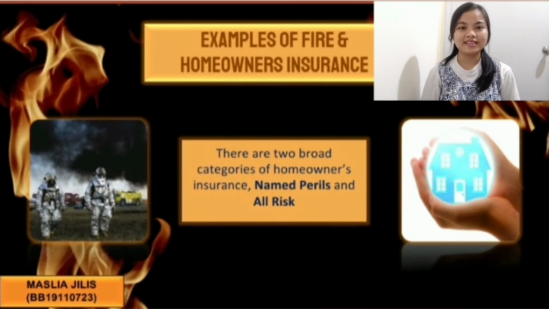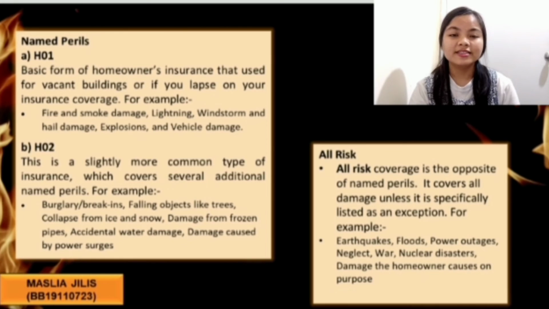Hello, my name is Maxia and I will present examples of fire and homeowner insurance. There are two broad categories of homeowners insurance, which are named perils and all risk. Named perils covers the insured home or property against damage caused by one of the listed risks. Because the coverage is so limited, most homeowners prefer more comprehensive coverage. There are two types of named perils, which are HO1 and HO2.